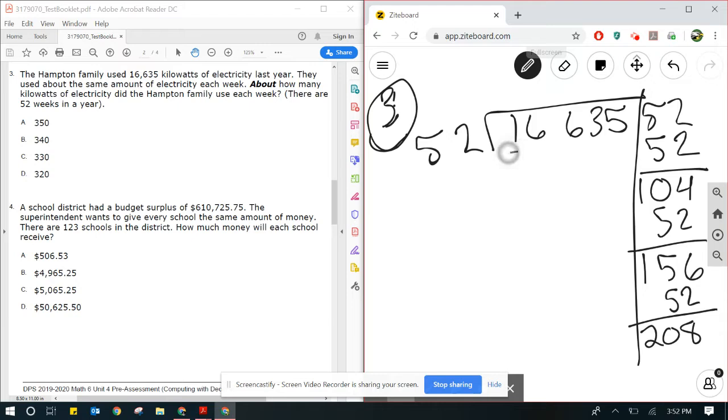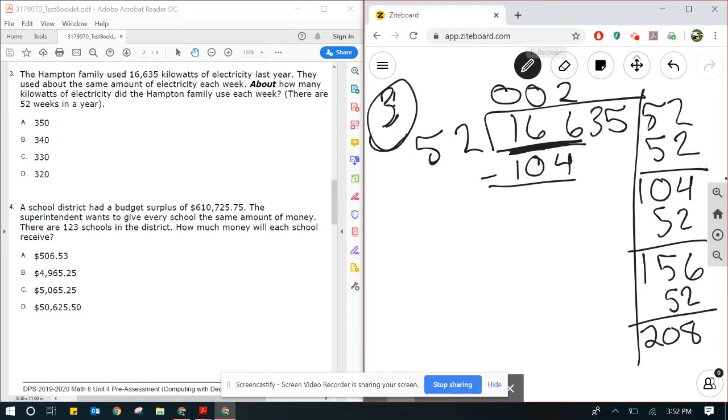So 52, does it go into 1? No, so I put a 0. Does 52 fit into 16? No, so I put a 0 above the 6. Does 52 divide into 166? Yes, it does. And I see here that it goes in 2 times because 156 is too big. So we go back to 104. I put 104 right here. And then I got to count 1, 2. So I put 2 up here. 52 times 2 is 104.